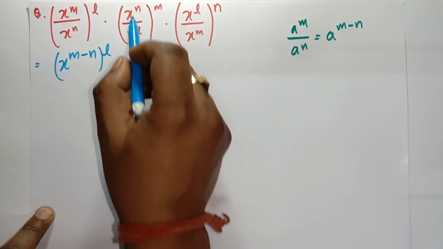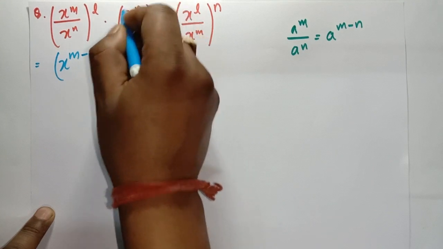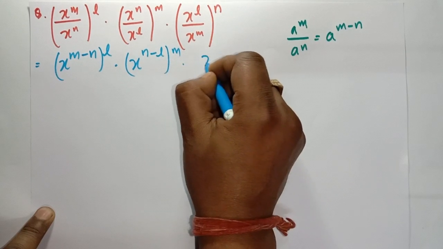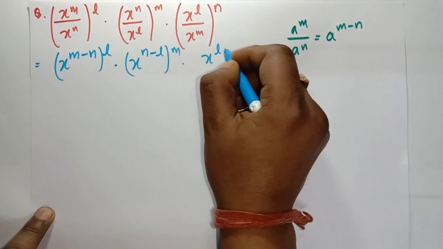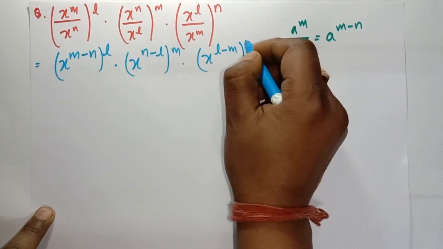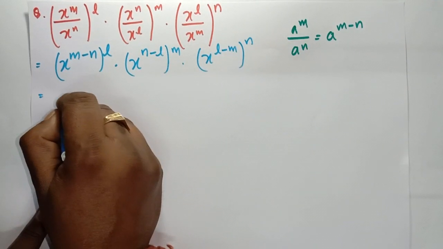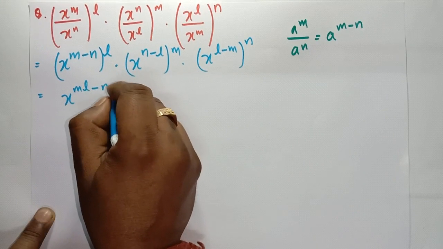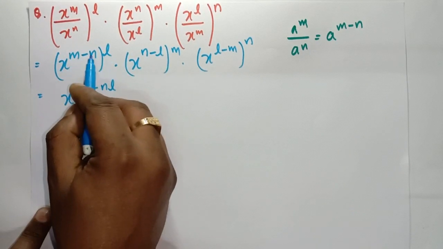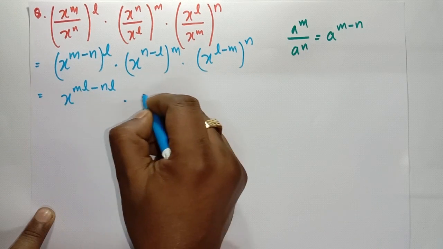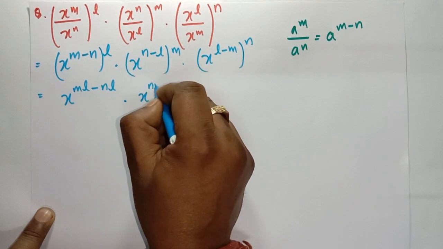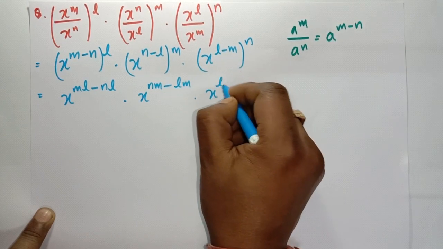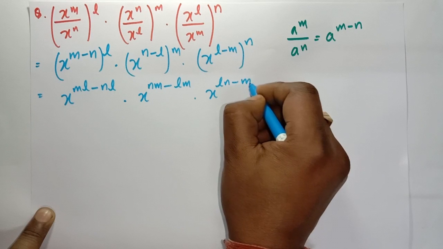Similarly, what can I write for this? x to the power n. This l, when l goes up, it will be minus l, to the power m dot. On this side also x, l. This m I am taking off, so it will be minus m, to the power n. So what can I write? x to the power (ml minus nl). I am opening this: m into l, ml, n into l, nl dot x to the power (nm minus lm) dot x to the power (ln minus mn).